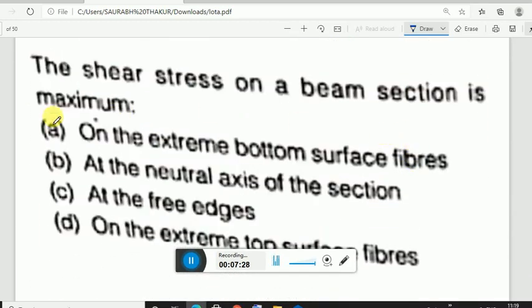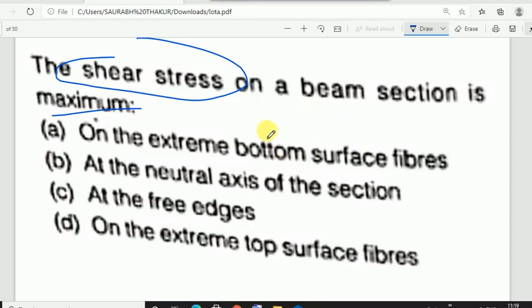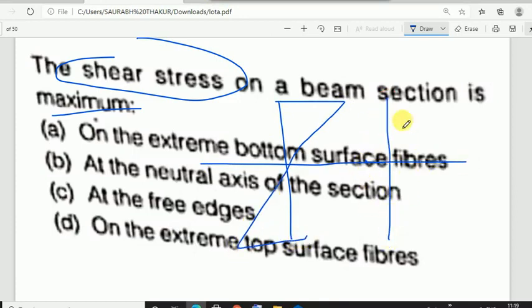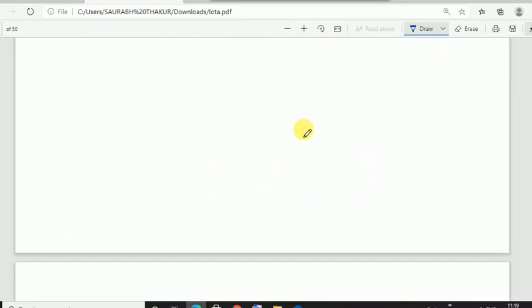The shear stress on a beam section is maximum at which location? You must know the shear stress distribution. When you draw the bending stress distribution, it looks like this, and when you draw the shear stress distribution, it would look like this. Means where the bending stress is 0, there the shear stress is maximum. The shear stress on a beam section is maximum at the neutral axis, so your correct answer would be B. Okay.